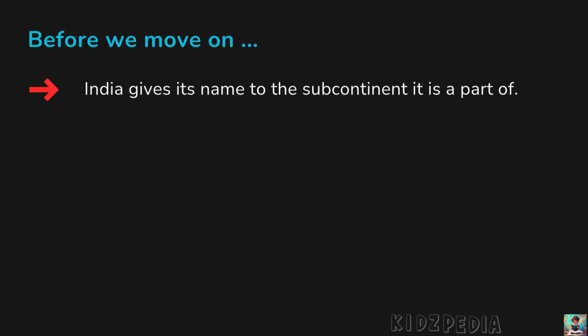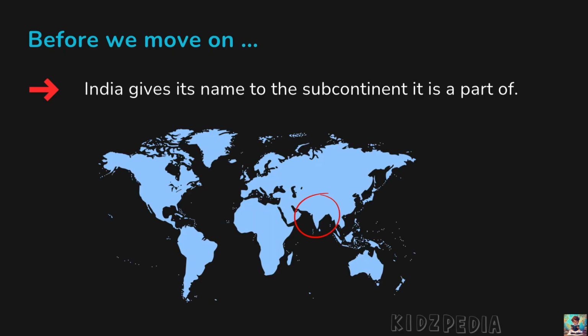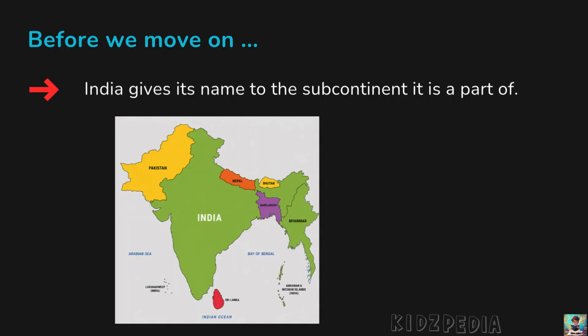Before we move on, let's recall what we have learned so far. India gives its name to the subcontinent it is a part of. India is so important that it has given its name to the entire region called the Indian subcontinent. A subcontinent is a large part of a continent that has its own distinct geography and culture. This region includes countries like India, Pakistan, Bangladesh, Nepal, and other countries. Since India is the largest and most important country in this region, the whole area is called the Indian subcontinent.